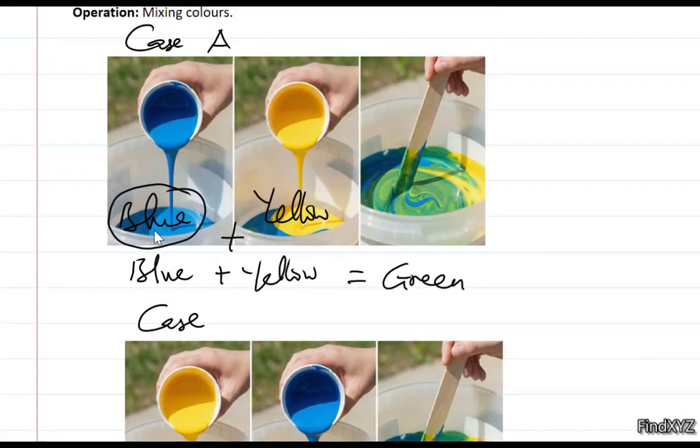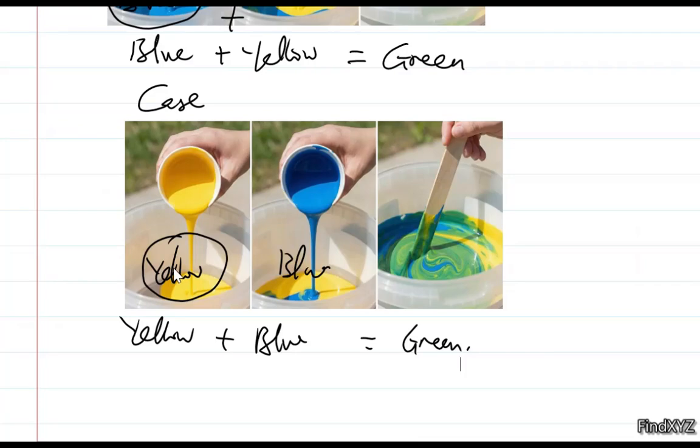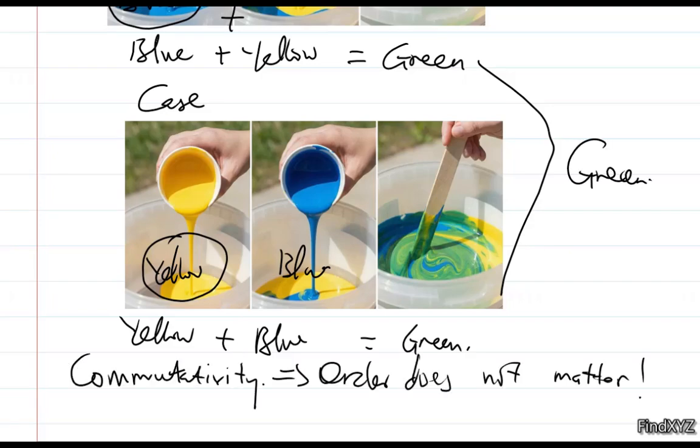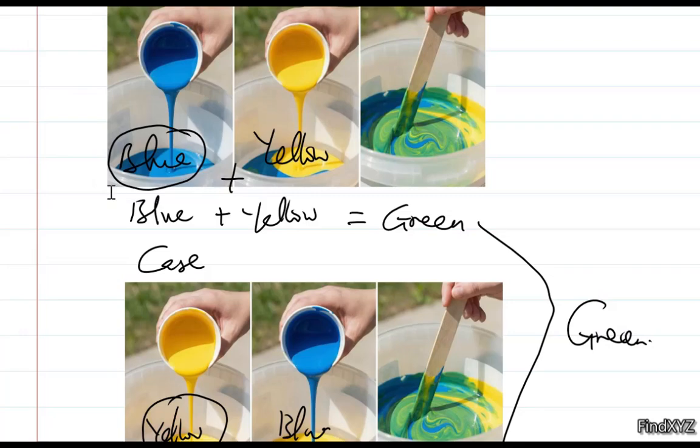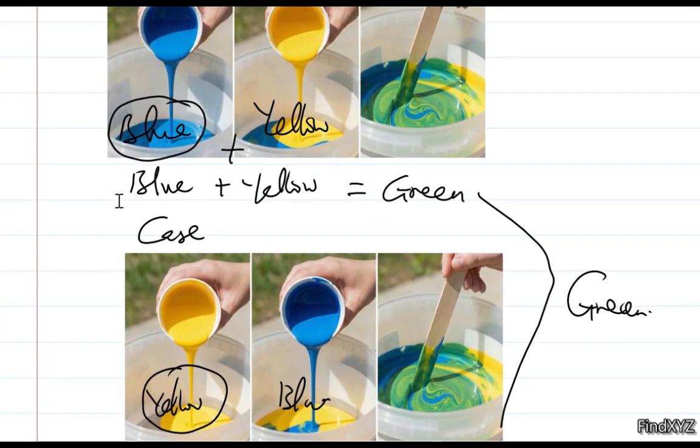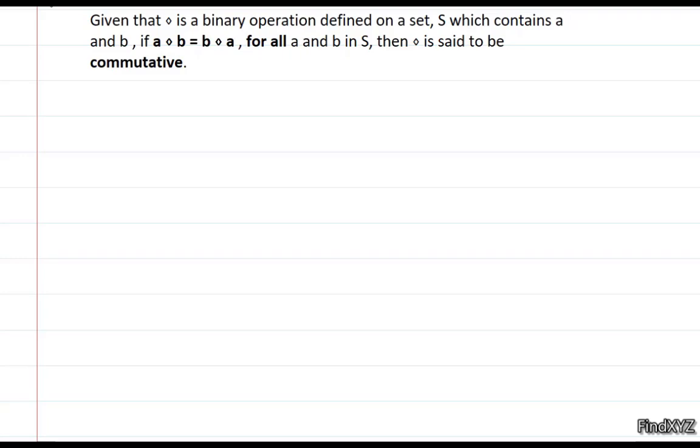We can see that both cases we are getting green. This type of example is known as commutativity, which means that order does not matter. We don't care about the order in which we put things together. So whenever you perform an operation and the order does not matter, that type of operation is commutative property. There are some operations that when we perform, it doesn't matter the order in which we perform the operations, we are going to arrive at the same result.